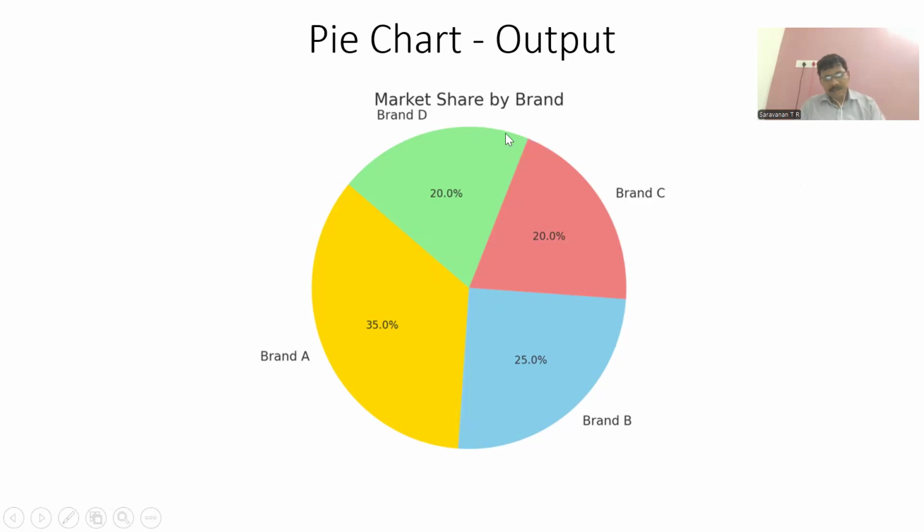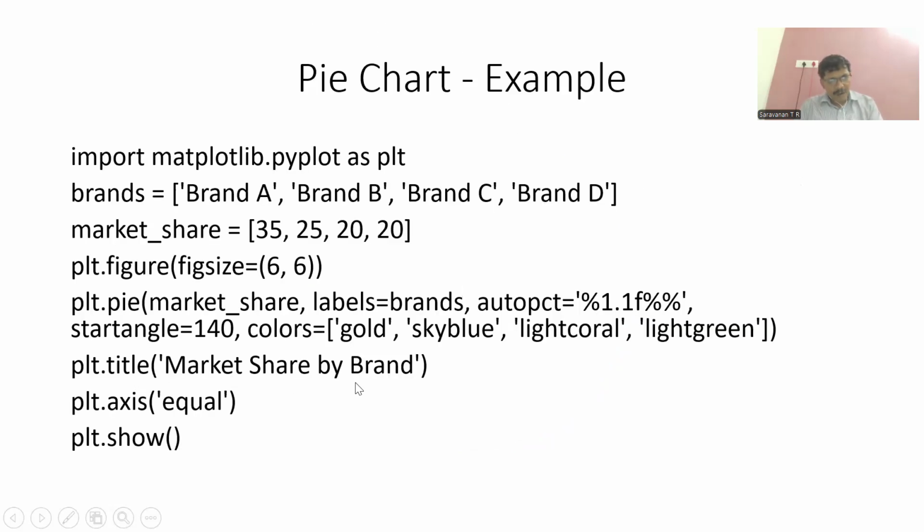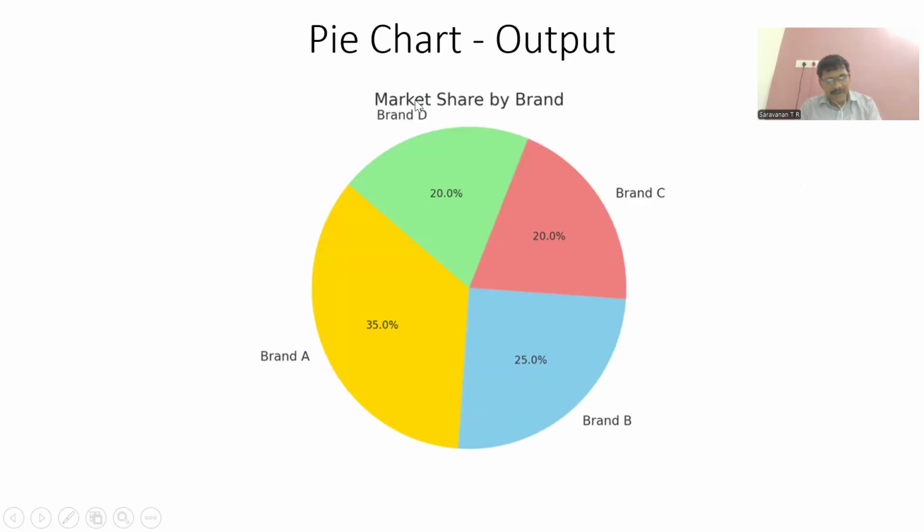This is the title, market share by brand. The title is given here. And the colors given for each brand are given here. This is the way a pie chart is represented in Python.